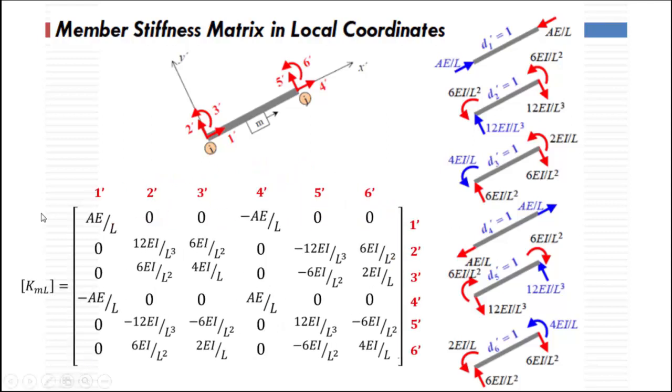Now it's pretty straightforward. Nothing new. We're not introducing anything new. It's just that we're using a larger matrix now. It's 6 by 6. So not much to memorize. But I do want you to take note that these are local member stiffnesses, which means we still need to transform this into a global member stiffness.